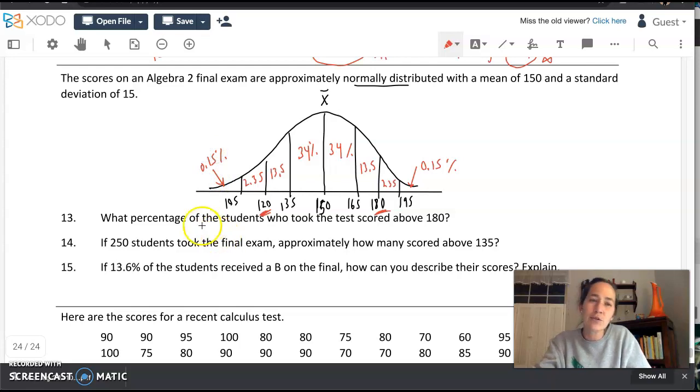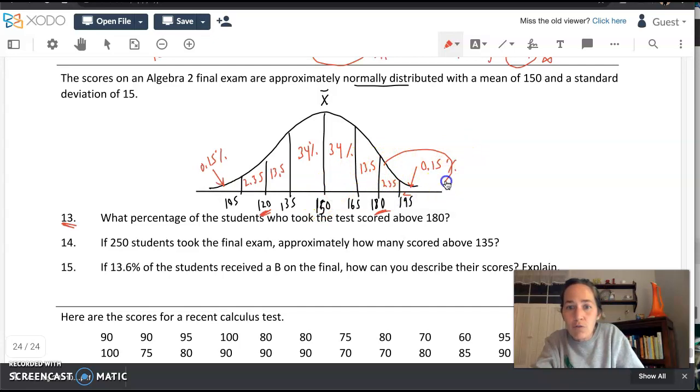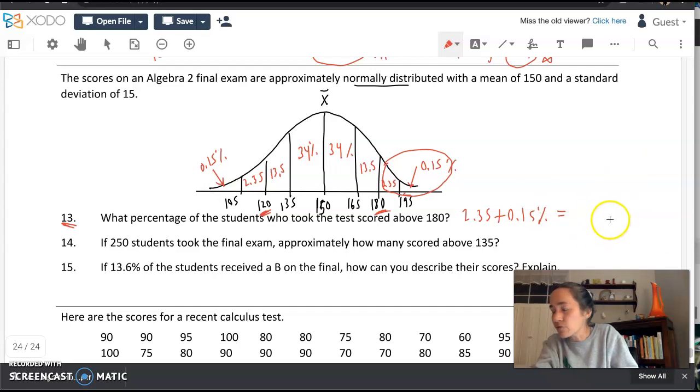Okay, now let's see which of those numbers we actually need. 13, what percentage of students scored above a 180? Well, that's this upper tail. That's going to be the sum of these two values. So I would say 2.35% plus 0.15%, and that's going to give me a total of just 2.5%. That is one way you could get that.